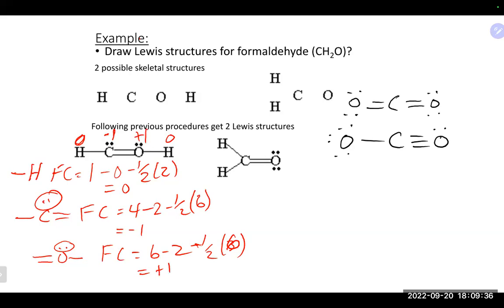By the way, instead of doing half the number of bonding electrons, you could just count the bonds, and that works the same way, obviously, as well, which is what I kind of did there. All right, we'll go to the guy on the right here.